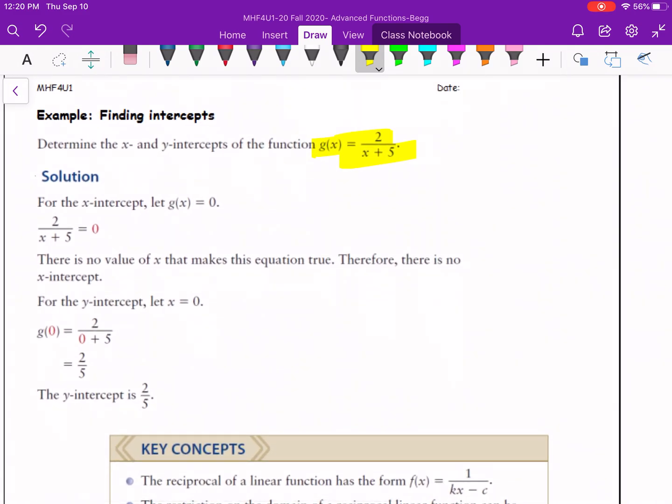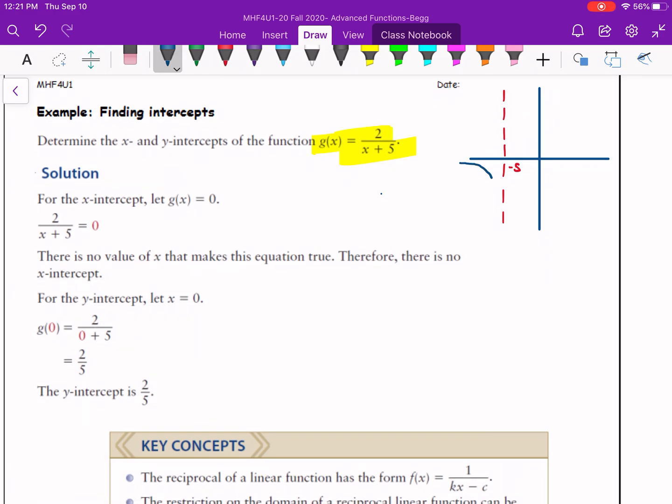How can there be no x-intercept? Well, there can be no x-intercept if there's a horizontal asymptote on the x-axis. So just once again, this graph is going to have a vertical asymptote somewhere. Where's the vertical asymptote going to be? What's going to make the denominator equal 0? If x equals -5, the denominator equals 0. So there's going to be a vertical asymptote at -5. And so this graph is going to have a horizontal asymptote at the x-axis again. It's going to look like this, kind of. And so, since it's got a horizontal asymptote on the x-axis, there is no x-intercept.